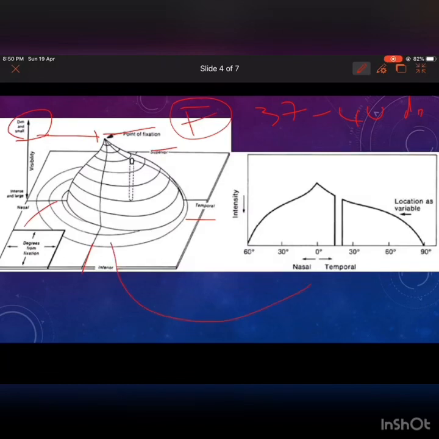This is in 3D. This is in 2D. One particular meridian is taken, for example the horizontal meridian, nasal to temporal. It is shown how the sensitivity decreases on both sides.